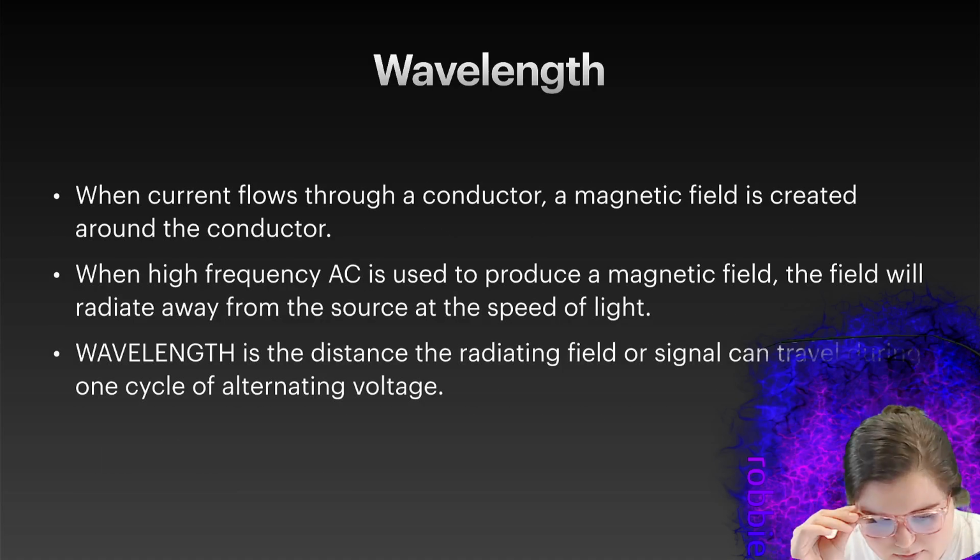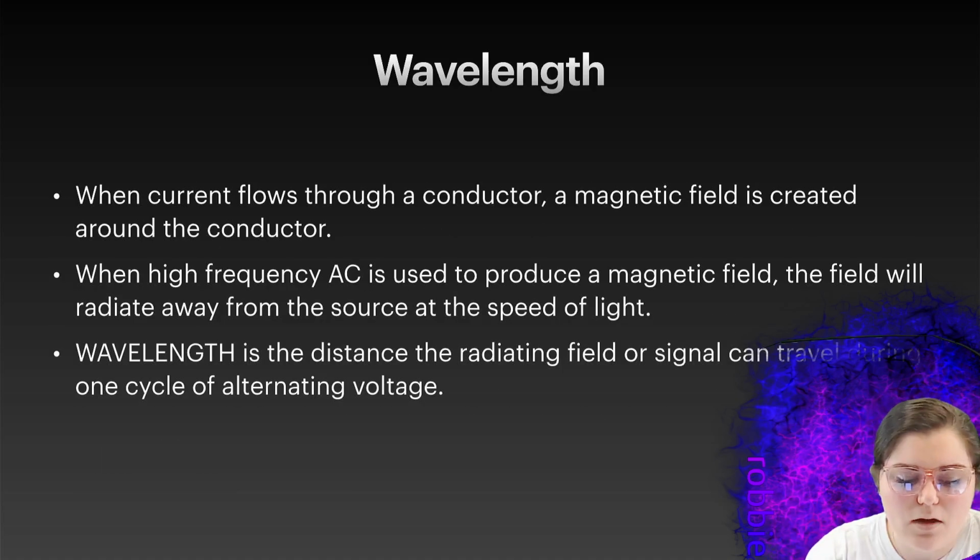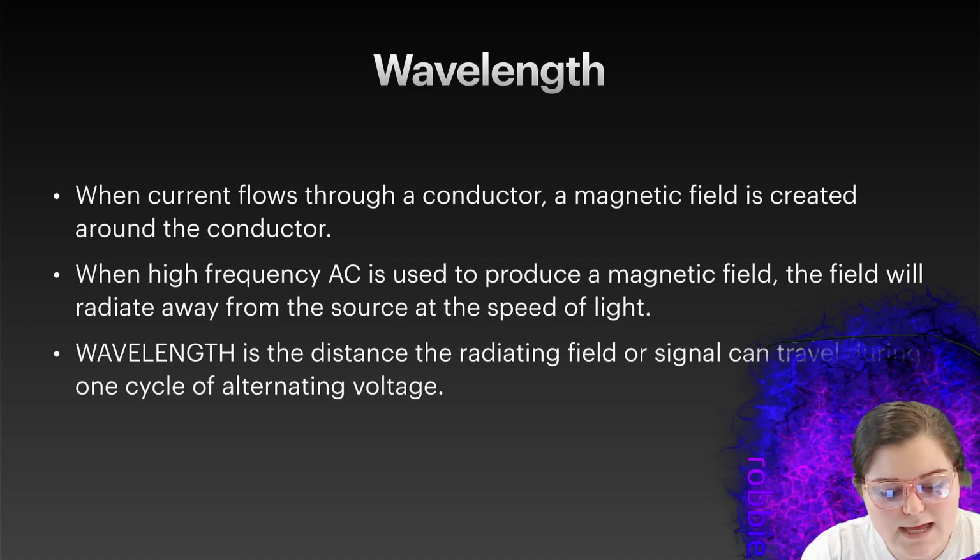So going a little bit over wavelength. When current flows through a conductor, a magnetic field is created around that conductor. When high-frequency AC is used to produce a magnetic field, the field will radiate away from the source at the speed of light. Wavelength is the distance the radiating field or signal can travel during one cycle of alternating voltage.